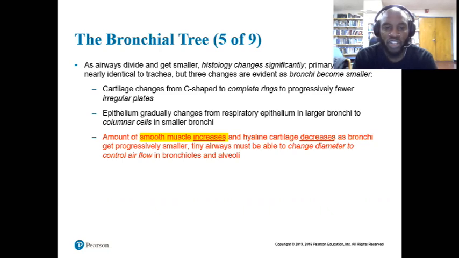And the amount of smooth muscle increases, which is interesting, as your hyaline cartilage decreases, as the bronchi get smaller and smaller. These smaller airways need to be able to change their diameter, somewhat similar to how blood flow works. You need to have a little bit of flexibility. They can control airflow in the bronchioles and the alveoli.